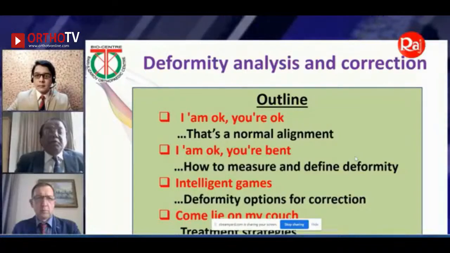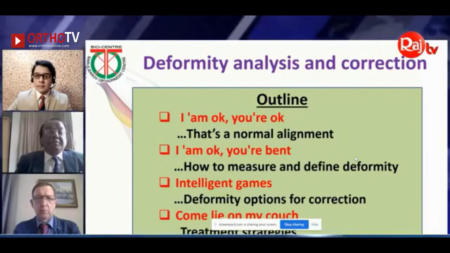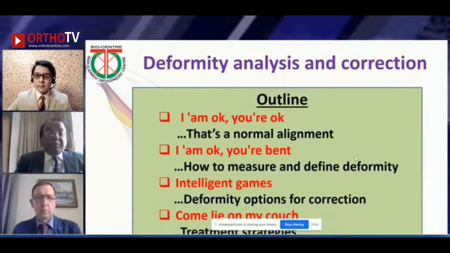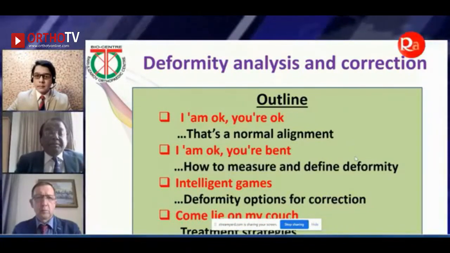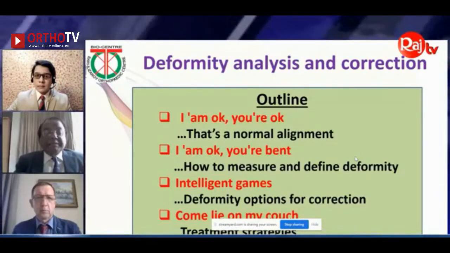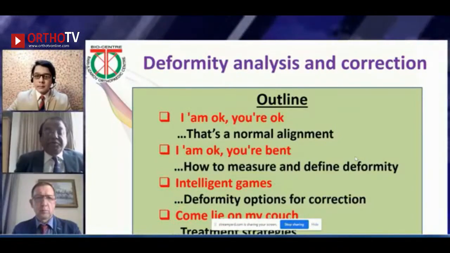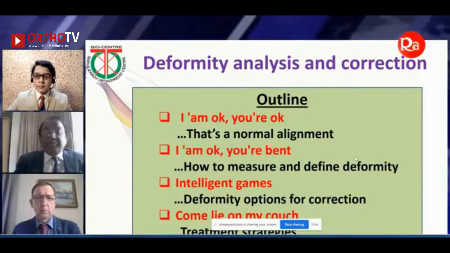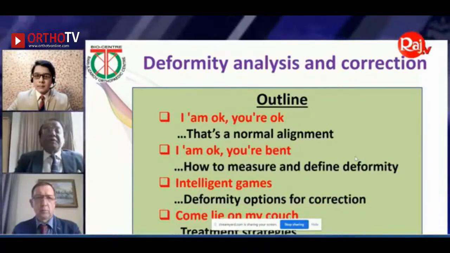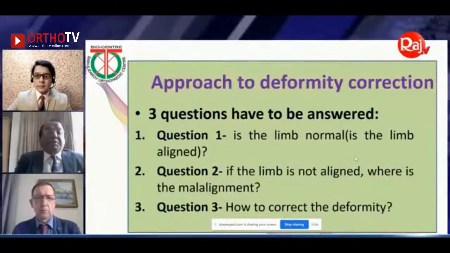Just think: I am okay, you are okay. That means everything is normal, alignment is normal. When I am okay, you are bent. That is how to measure and define deformity, then the options for correction, and for treatment strategies, come lie on my couch. So this is the outline you should draw before doing any correction of the deformity.